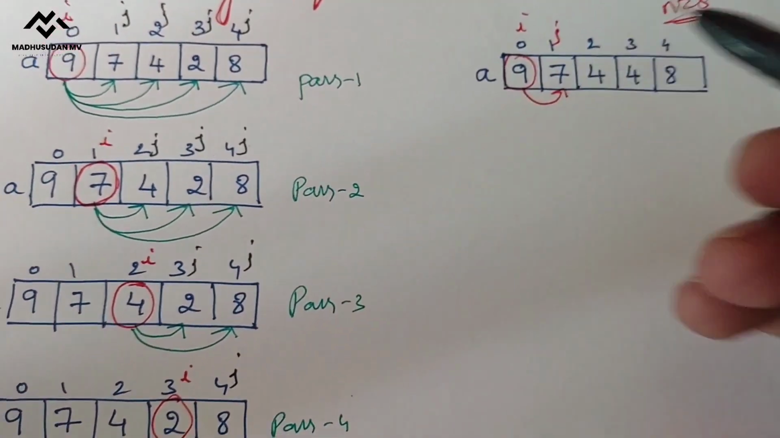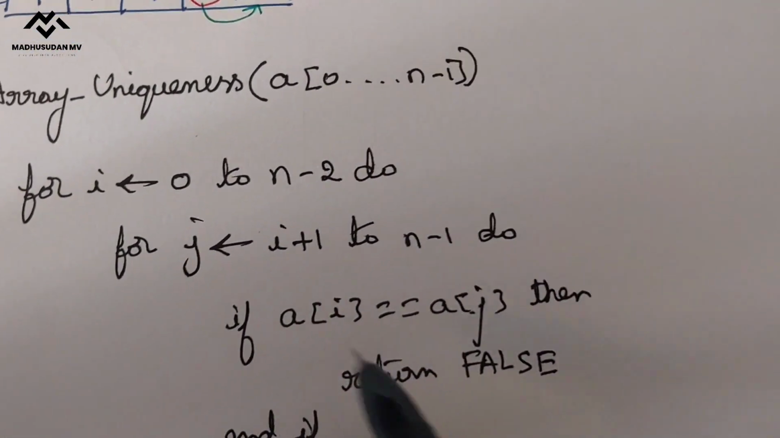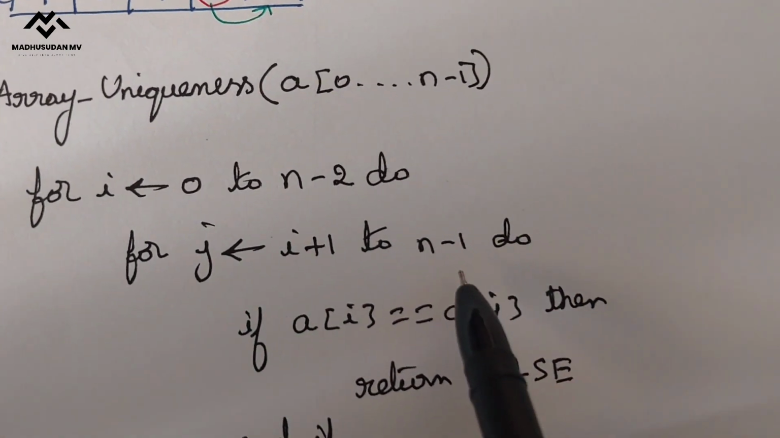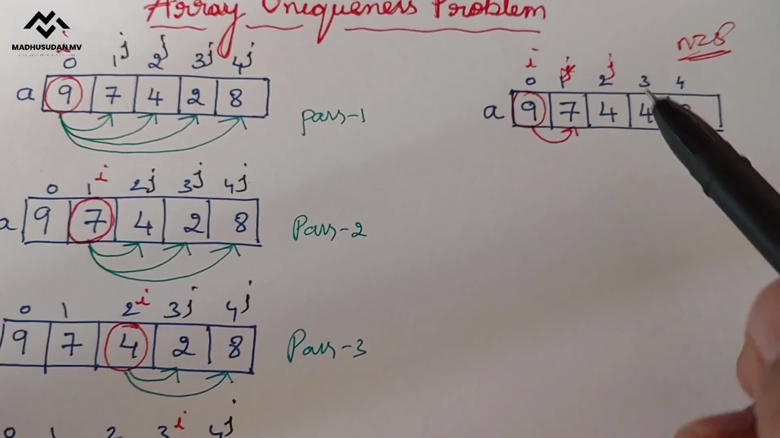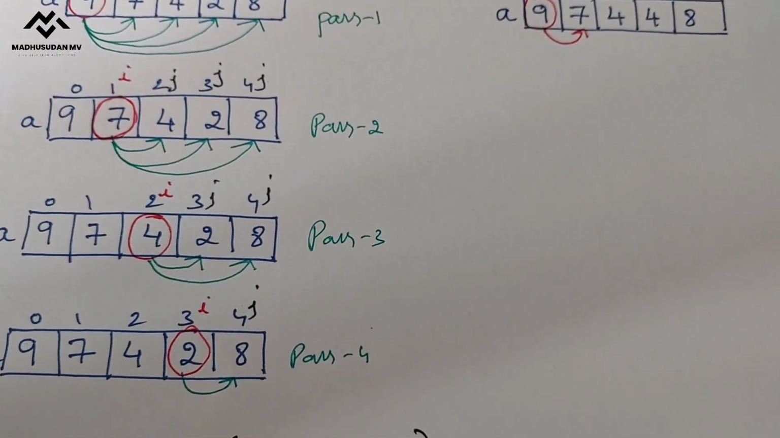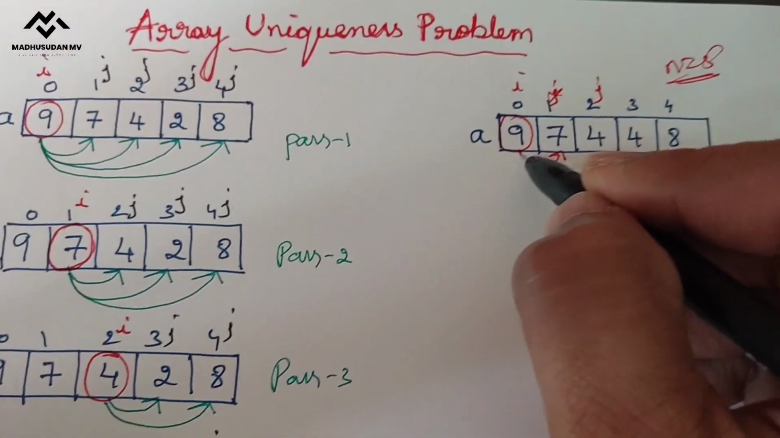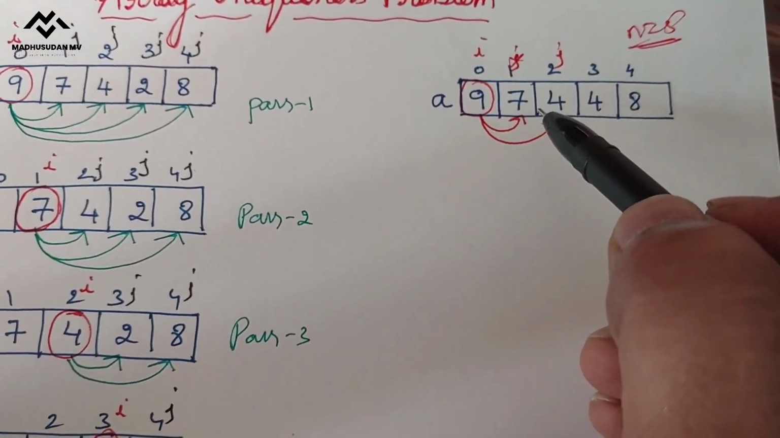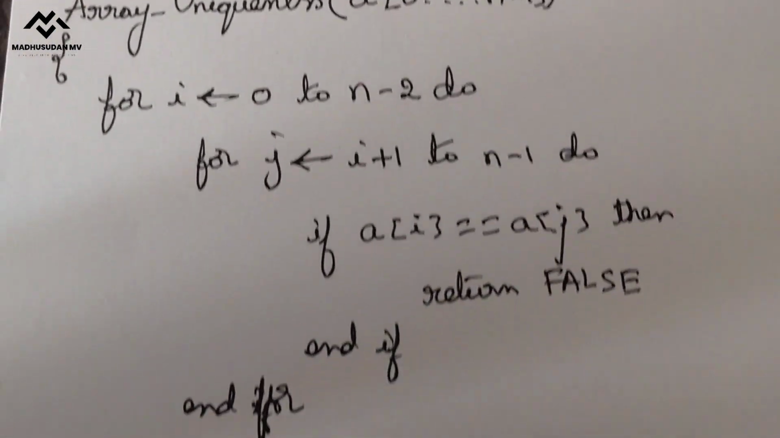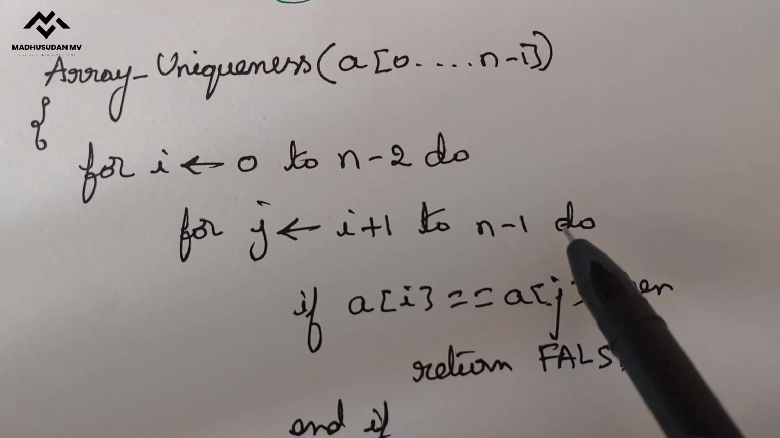These two elements are equal. Condition false, comes out of the if block. Go to the next iteration of the jth for loop. Now j goes to the next position. Again the condition is true, comes inside. Now I am checking A of I with A of j. Again condition false, comes out of the if block. Go to the next iteration of the jth for loop.